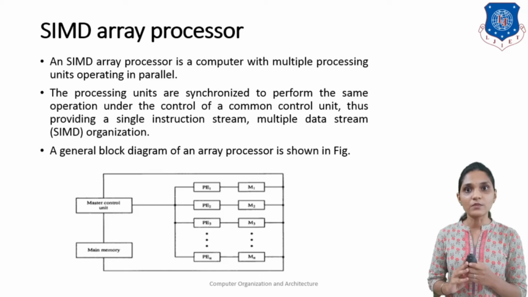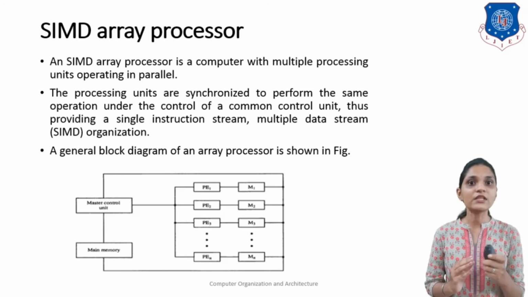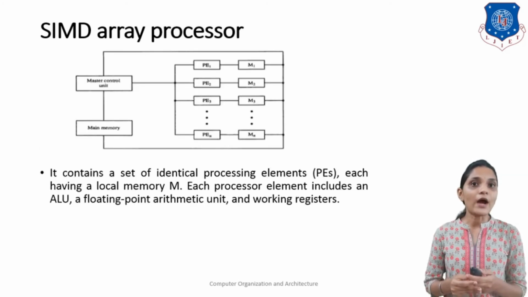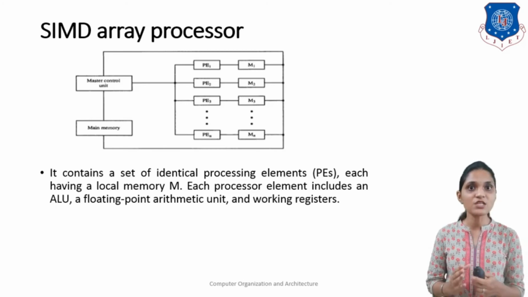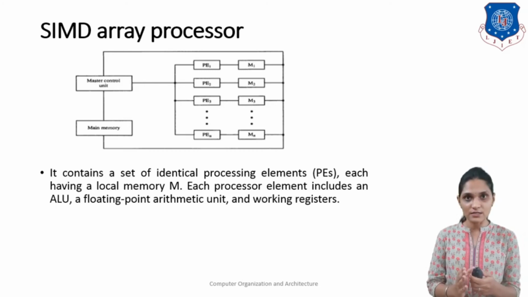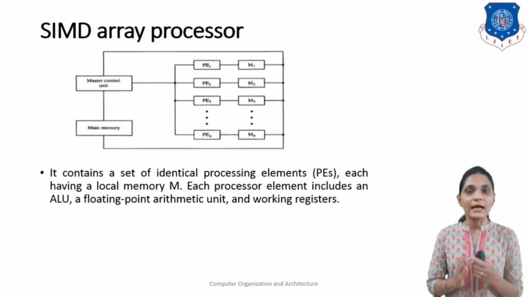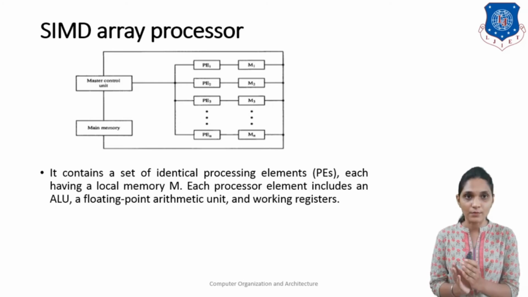It has your main general purpose unit, then main memory, and that is connected with its PE block with its own memory M1, M2, M3 and so on. Here it consists of a set of identical processing elements, known as PE, each having a local memory M. Each processing element includes the ALU, floating point arithmetic unit, and working registers. All of these are provided in these PE blocks, and M represents your memory. And here you have connected all of these things with your main unit or main CPU and main memory.